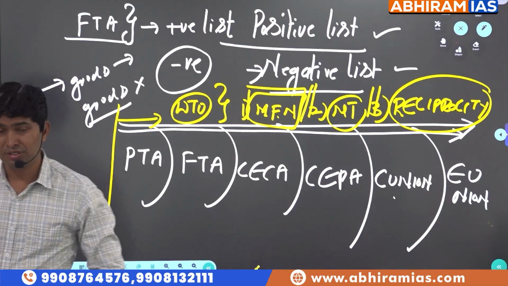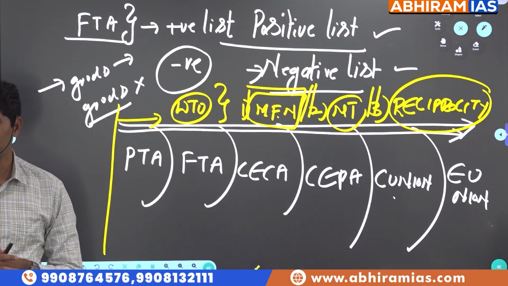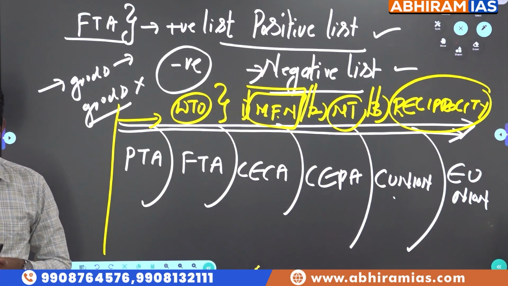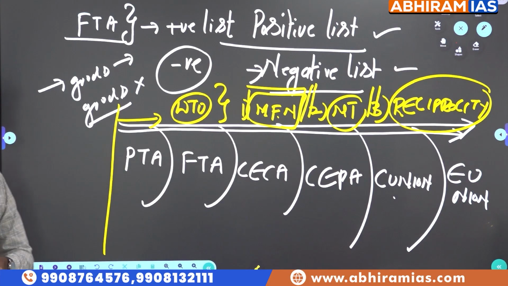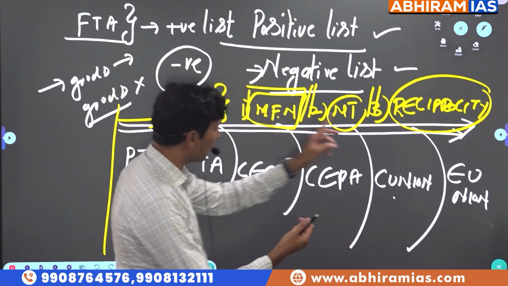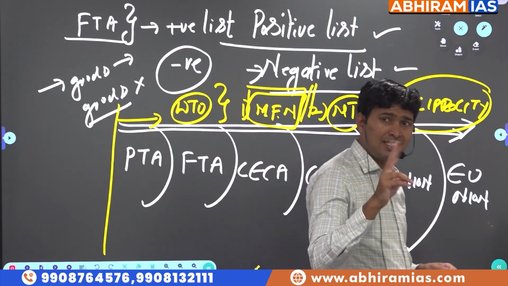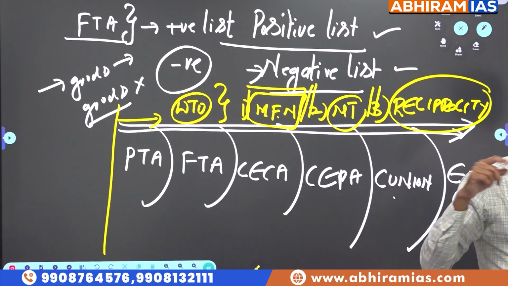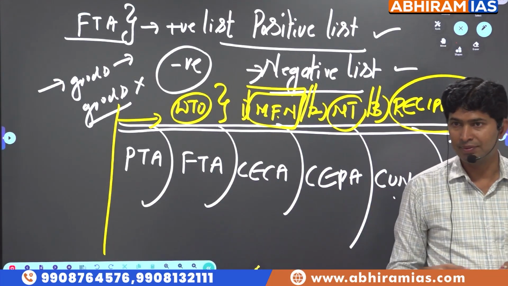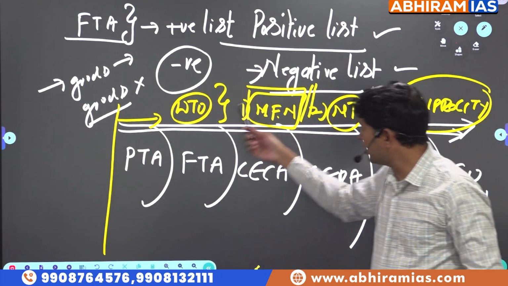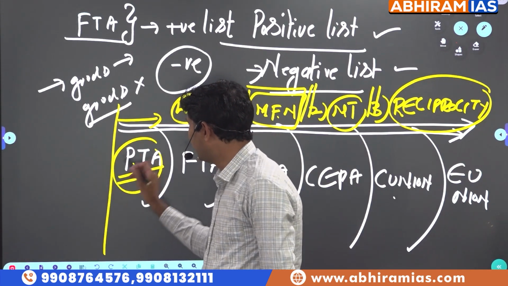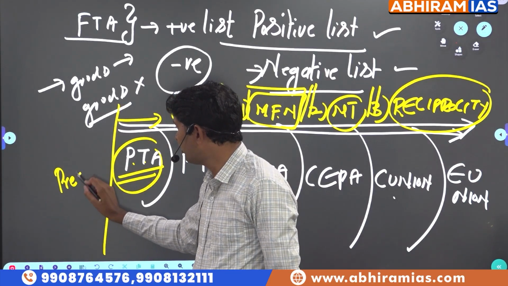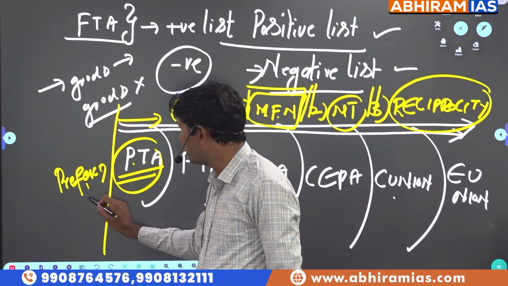So three principles, directly questions are asked. These economic principles are related to which international economic organization? WTO. Also sometimes they're asking, match the following. Correctly matched, incorrectly matched. MFN, NT, reciprocity. By following these principles, preferential trade agreement. What is this preferential trade agreement, sir? One more current affairs.